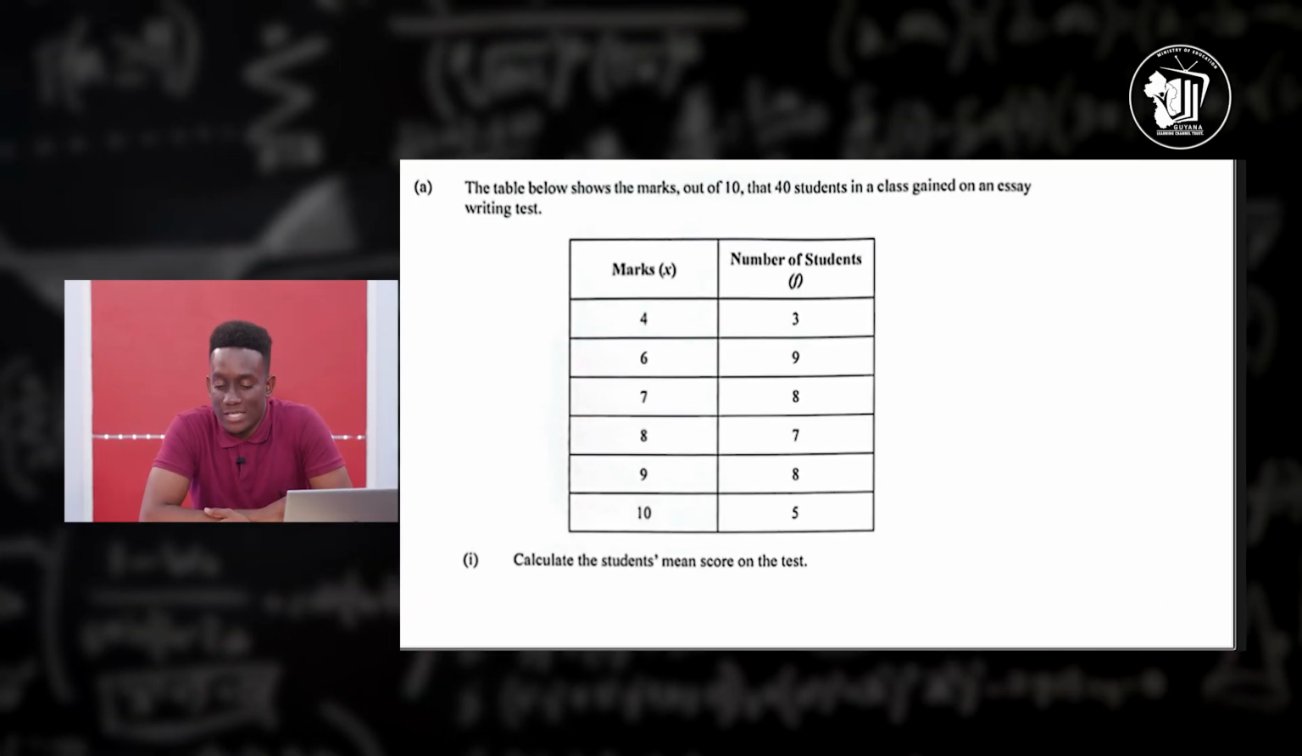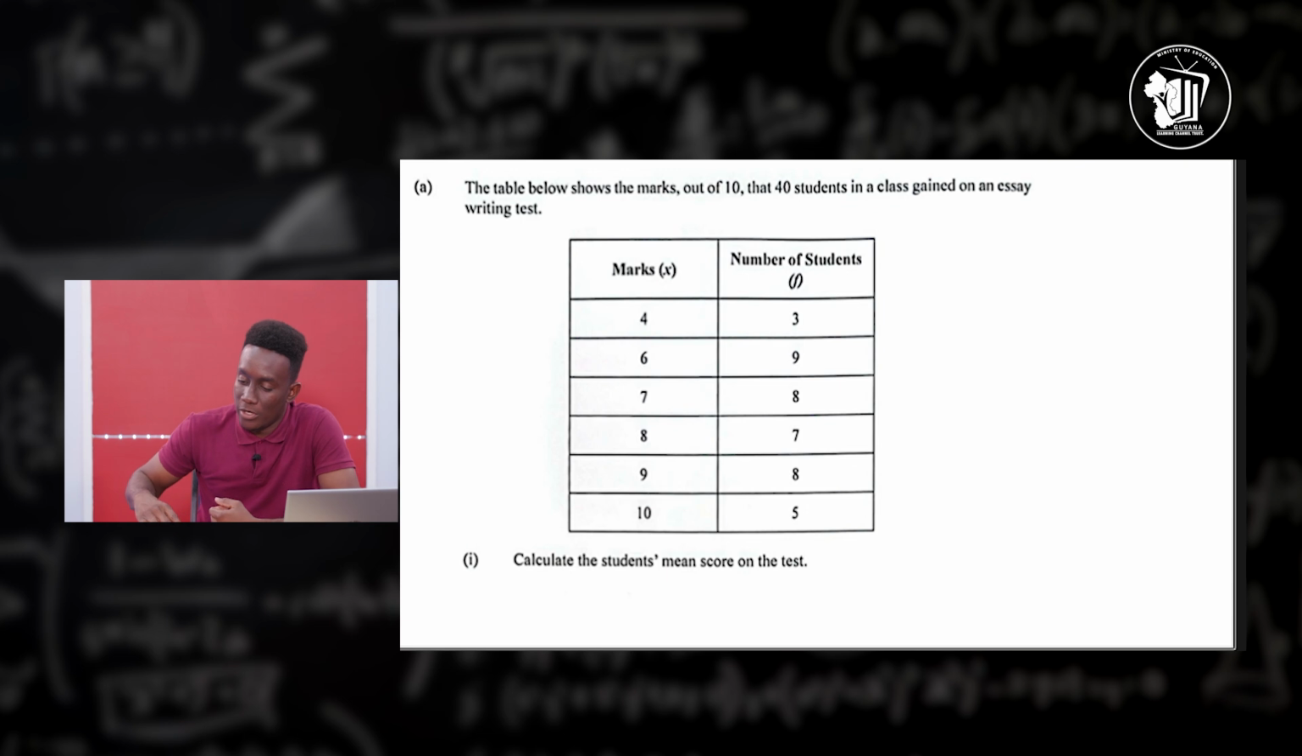This question says, the table below shows the marks out of 10 that 40 students in a class gained on an essay writing test. So we have the table and the number of students. 3 students got 4 marks, 9 students got 6, 8 students got 7, 7 students got 8, 8 students got 9, and 5 students got full 10. So calculate the students' mean score on the test.